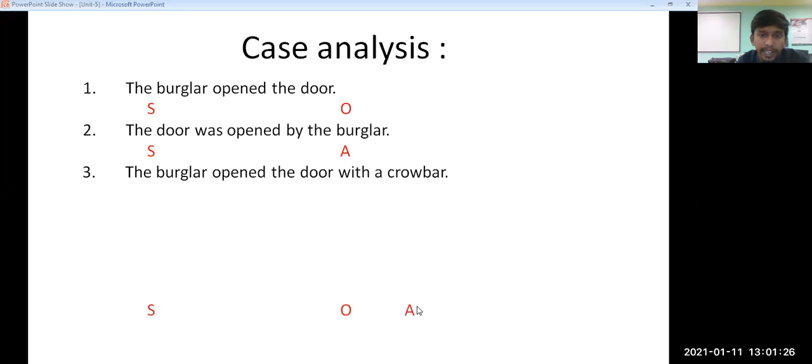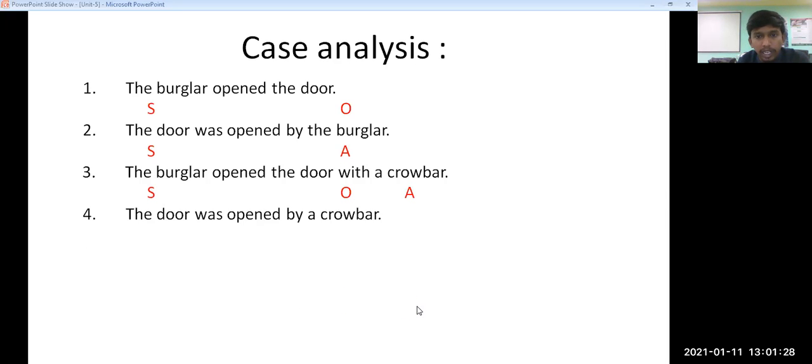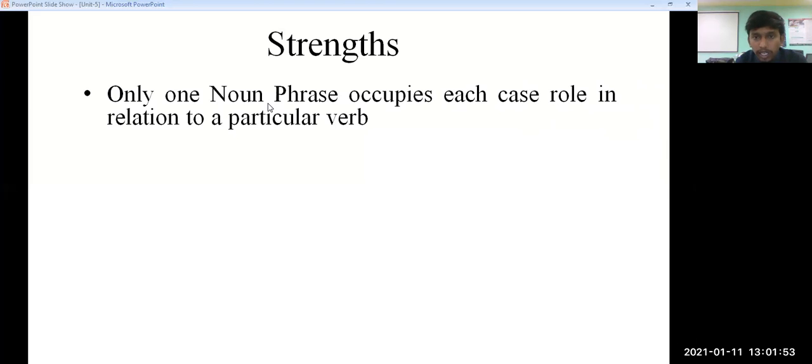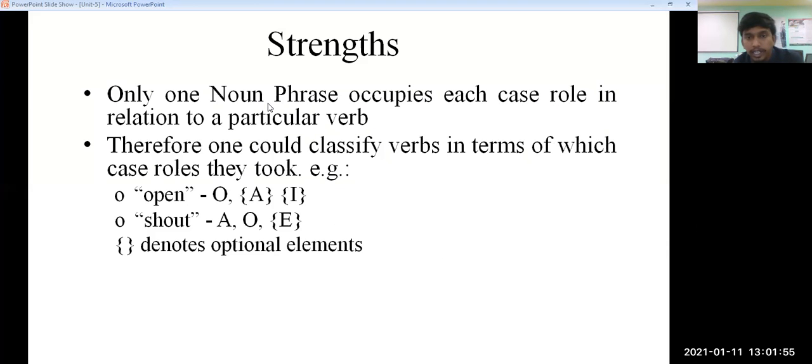Here you can see A is the agent, that is the burglar. The door was opened by a crowbar, that is an instrument here. The crowbar opened the door. So you can see the statement is indicated here with respect to different cases. This is how case grammar will try to analyze your given statements to identify your agents, objects, and also your syntactical structure accordingly. So coming to a conclusion, let's talk about the strengths and weaknesses of case grammar.